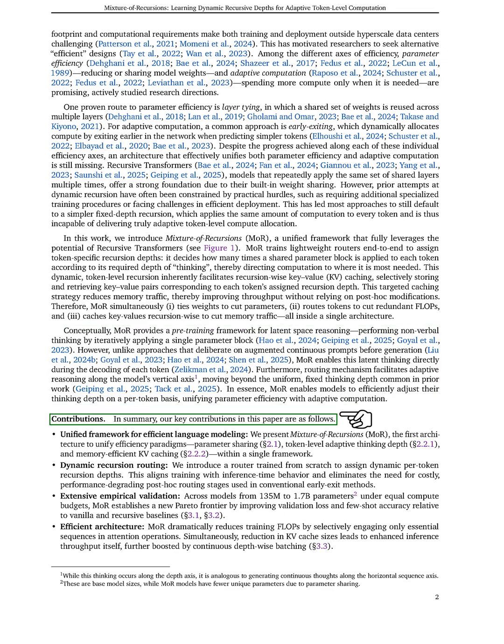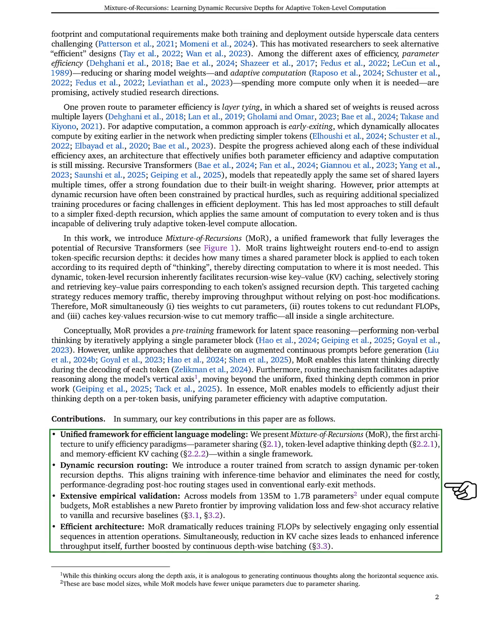In summary, our key contributions include: 1. A unified framework for efficient language modeling through MoR, which combines parameter sharing, token-level adaptive thinking depth, and memory-efficient caching. 2. A dynamic recursion routing system that assigns per-token recursion depths, aligning training with inference and eliminating the need for costly post-hoc routing. 3. Extensive empirical validation showing that MoR improves validation loss and few-shot accuracy across various model sizes. 4. An efficient architecture that significantly reduces training computations by focusing only on essential sequences, while also enhancing inference throughput through reduced cache sizes.